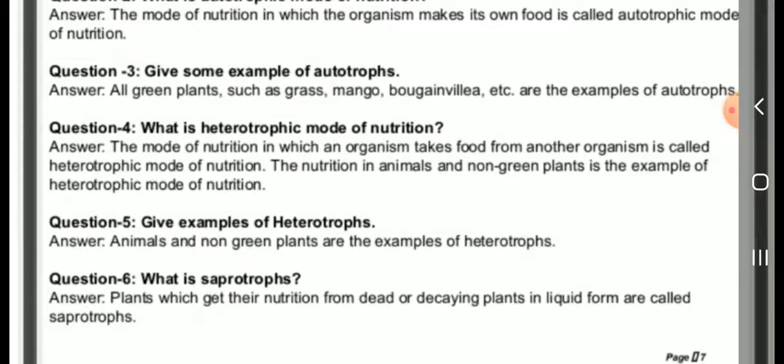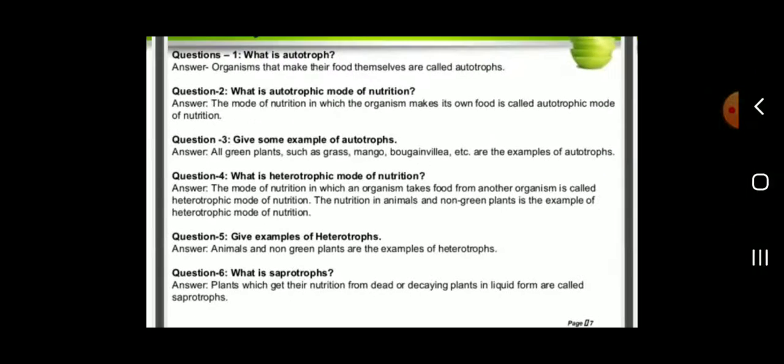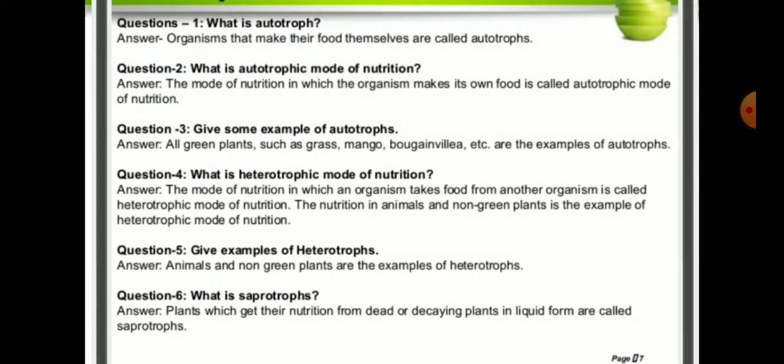What are saprotrophs? Saprotrophs is an important point. Plants which get their nutrition from dead and decaying matter in liquid form are called saprotrophs. That is saprotrophic nutrition.